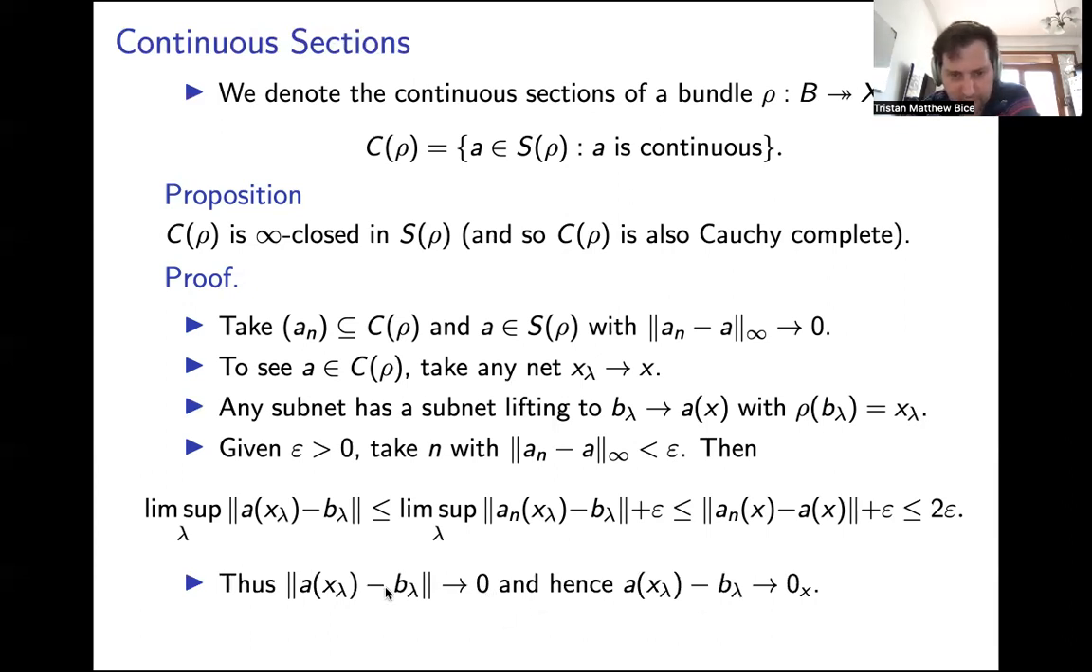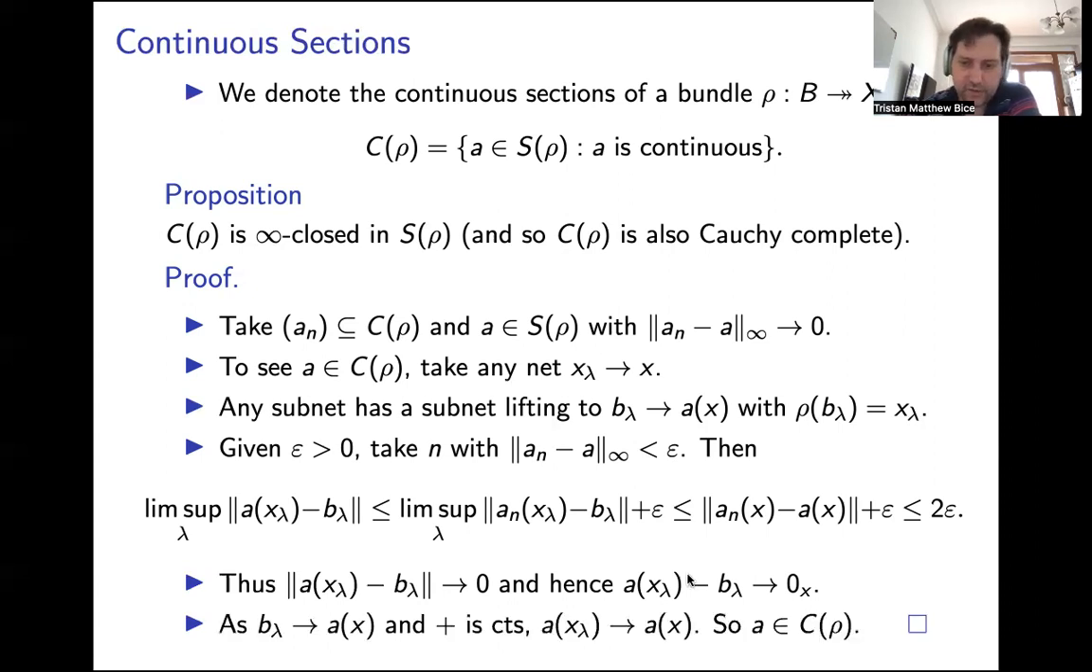So therefore, when you actually take away the norm, this is again compatibility. What this really means is that the actual values here have to approach 0 in the corresponding fiber, right? The limit fiber, if you like. So the 0 at the fiber X. And again, using the fact sums are continuous, this really does tell you that AX lambda approaches AX, as we already know that B lambda approaches AX. And that's exactly what we wanted to show, right?